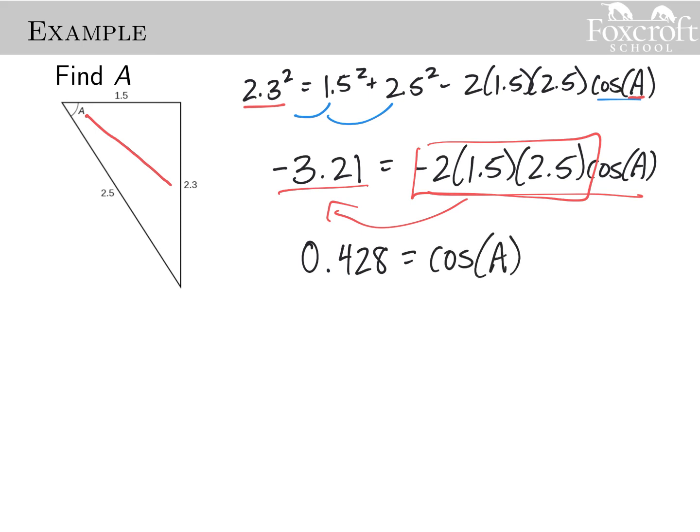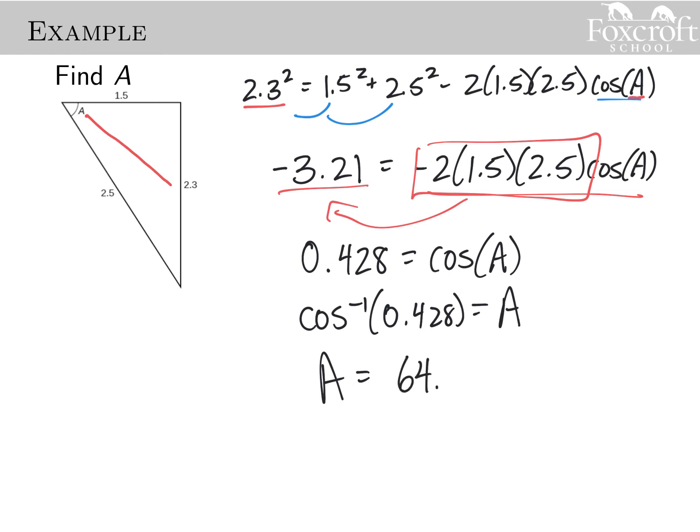And again, the whole reason I get the cosine by itself is now I can do cosine inverse of 0.428 equals A. And that's what I'm trying to find. I'm trying to find A. So I just type that in the calculator, 0.428. Again, double checking that your calculator is in degrees tells me this is 64.7 degrees.